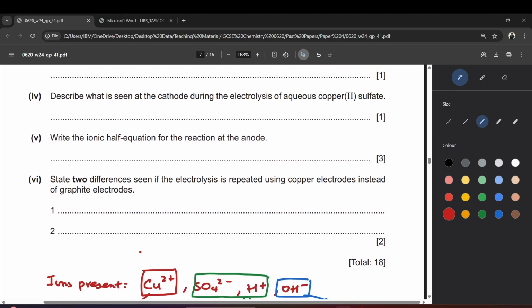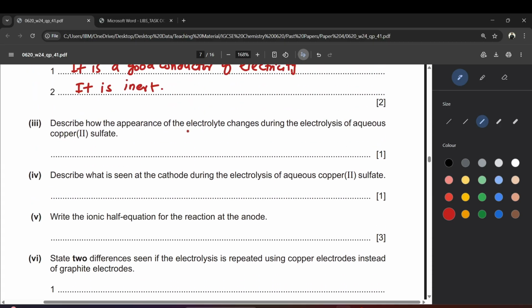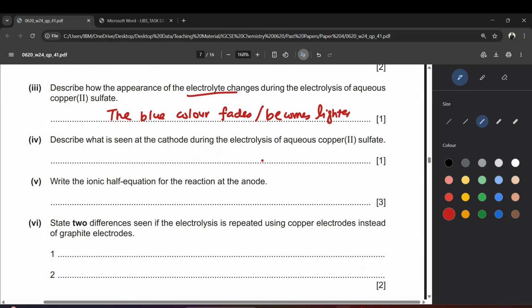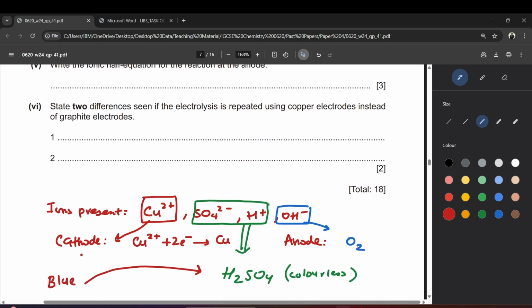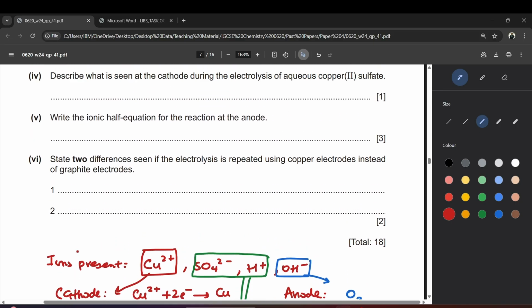So what we can write over here is how the appearance of the electrolyte changes. We can say the blue color fades, or you can say becomes lighter. Because it starts forming sulfuric acid, that is why it is now starting to become lighter in color. And also because of copper ions. Why do you have blue color of solution? Because of copper ions. Slowly and gradually, when the copper is forming at the cathode, those copper ions are now removed from the solution. So if the copper ions are removed, that means that now you no longer can have blue color of the solution.